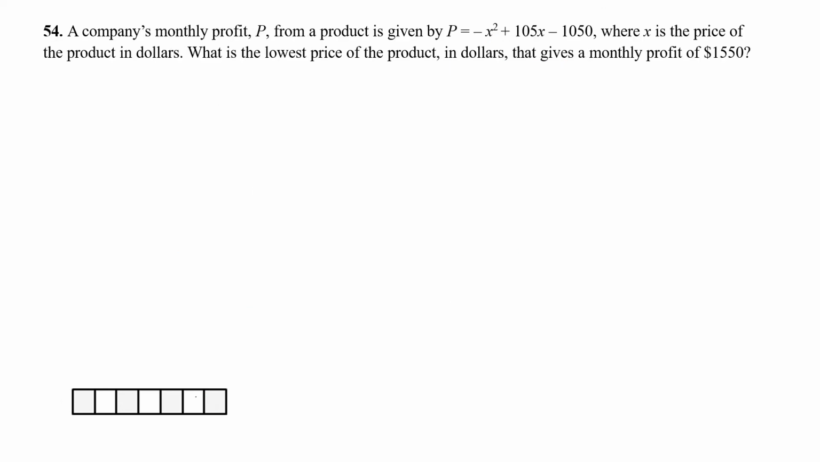Okay, number 54. It says a company's monthly profit, P, from a product, killing us with the word problems here, from a product is given by this expression here, where x is the price of the product in dollars. What is the lowest price of the product in dollars that gives a monthly profit of $1550? And so rewriting this expression, P is negative x squared plus 105x minus 1050. All right, so profit is 1550. So I'm going to plug that in for P.